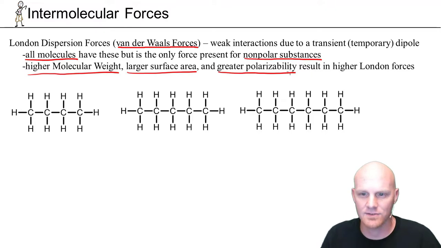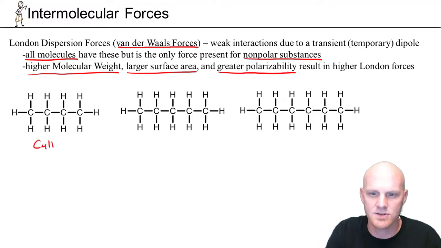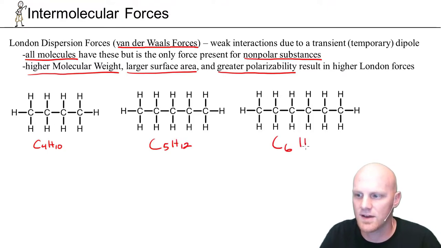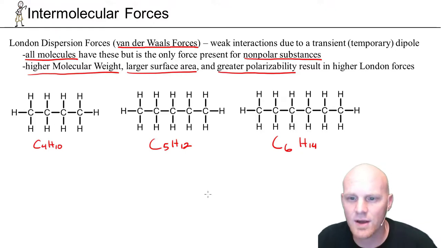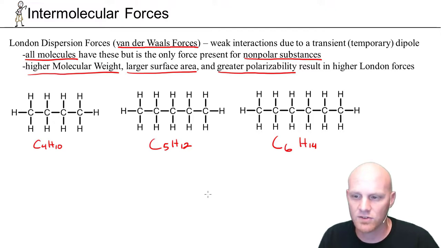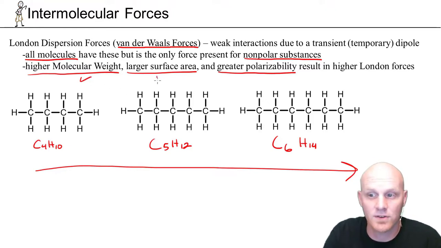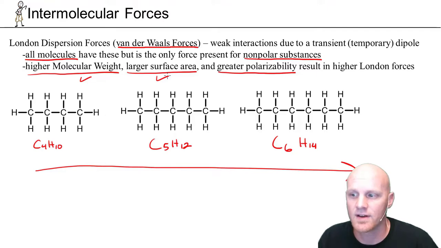If we look at three alkanes here, we've got C4H10, C5H12, and C6H14. All of these are nonpolar. If you notice, they all have either carbon-carbon or carbon-hydrogen bonds, which are all nonpolar. Without any polar bonds, these are simply nonpolar molecules, so the only intermolecular force they're going to have is London dispersion forces. But as we move to the right, we're getting a greater molecular weight as well as a larger surface area. As a result, the intermolecular forces are increasing as you go from C4H10 to C5H12 to C6H14, just increasing London dispersion forces.